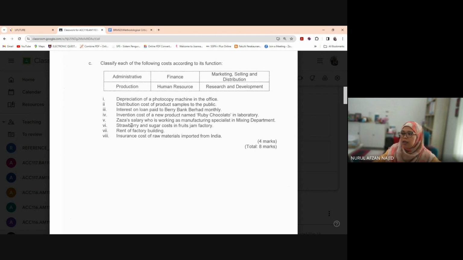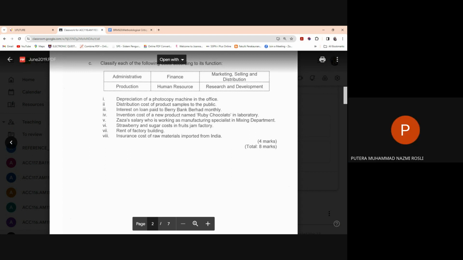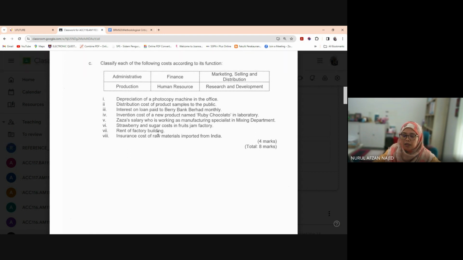Strawberry and sugar cost. Strawberry and sugar cost. Anyone volunteer? Production. Okay, good. Rent of factory building. Anyone?